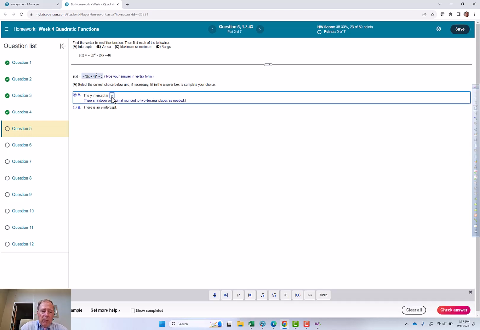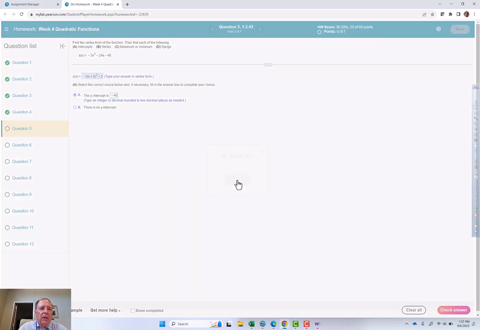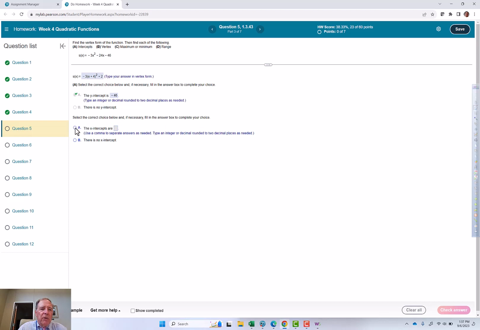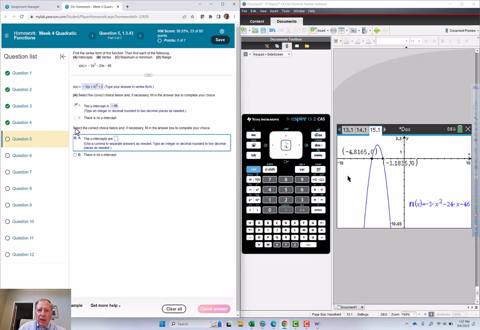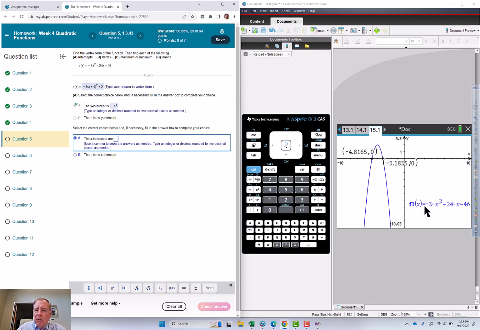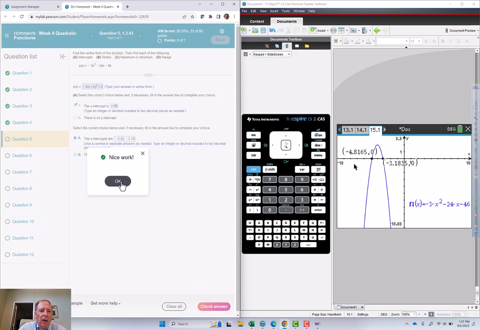The y-intercept we can read off of the standard form of the function, negative 46, and then state the correct choice. We have 2 x-intercepts, and I'm going to half screen this so I can go read this off. Use a comma to separate answers as needed. Type an integer or decimal rounded to 2 decimal places as needed. So negative 4.82, comma, negative 3.18. Check that answer. Nice work.